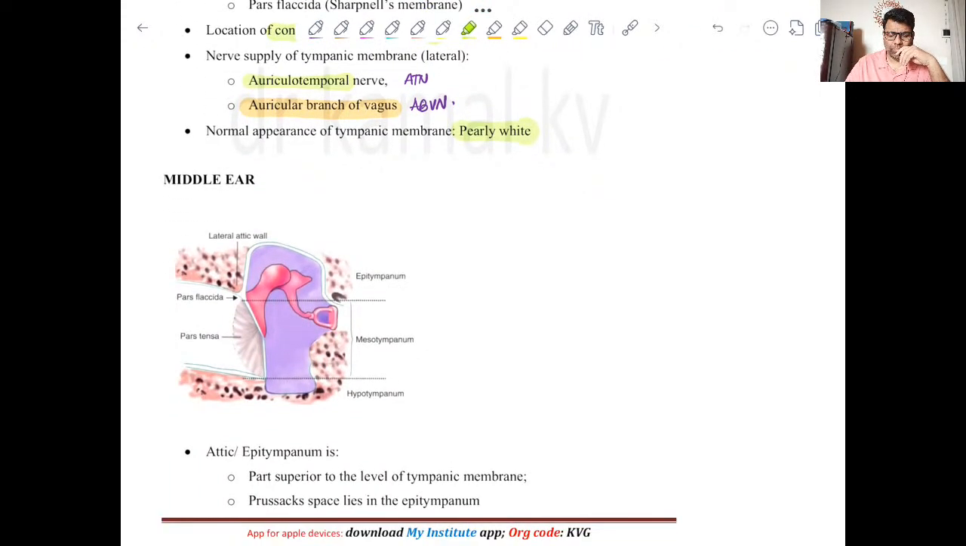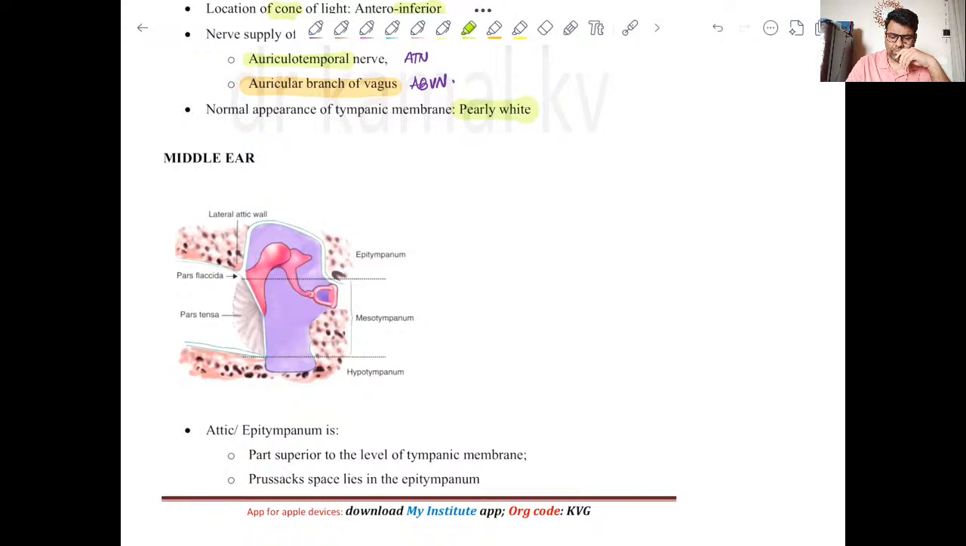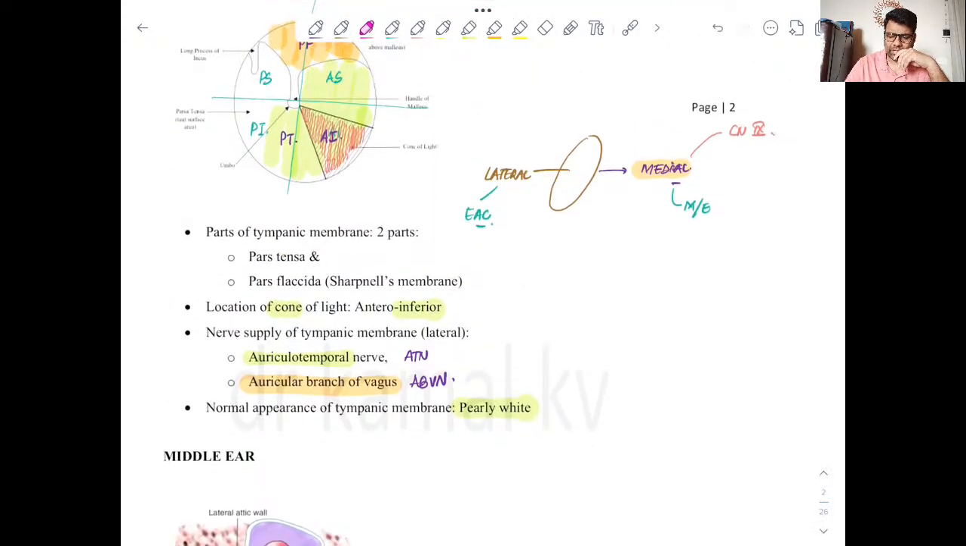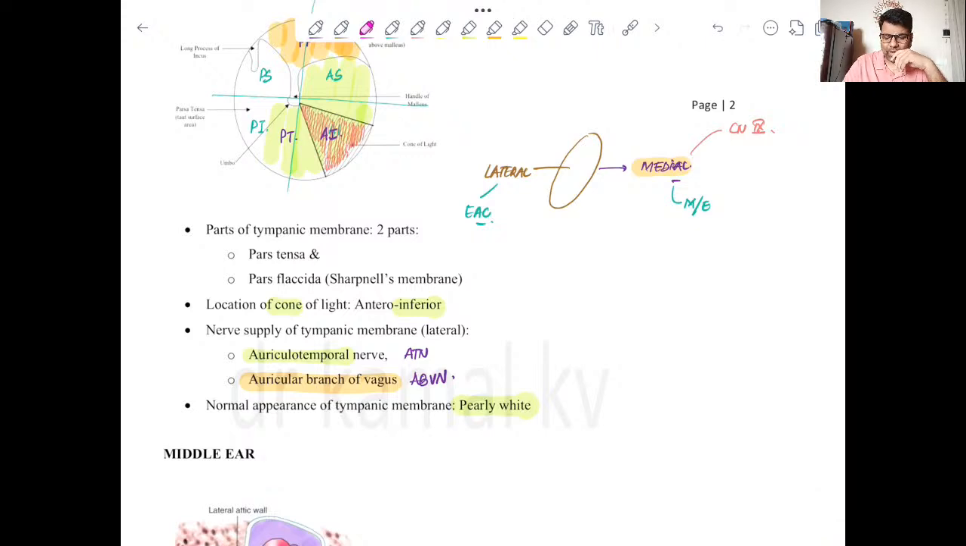Then moving forward to the middle ear. Now the middle ear has 3 divisions in relation to the tympanic membrane. The area above the tympanic membrane is different, the area below the tympanic membrane is different, and the area which is just opposite or just medial to the tympanic membrane is different.